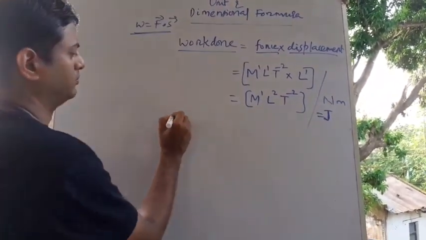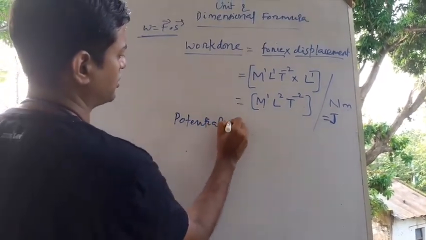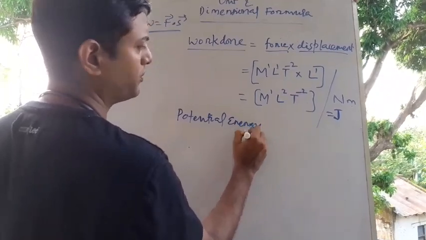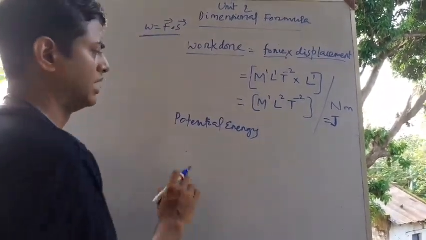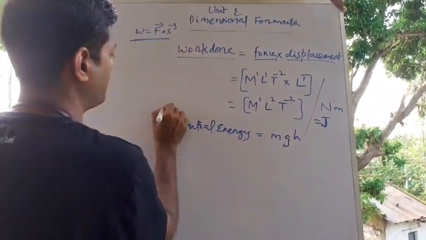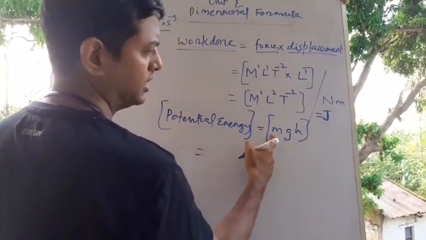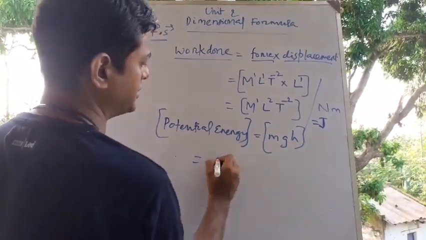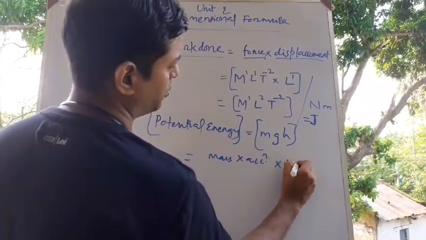Okay, now potential energy. Why I am discussing all this formula? Because I think all this formula you have learnt in your 9th standard syllabus. So potential energy equal to mgh. This is the formula. So what is mgh? M is nothing but mass, g is acceleration due to gravity, and h is height. I am writing mass into acceleration into height.